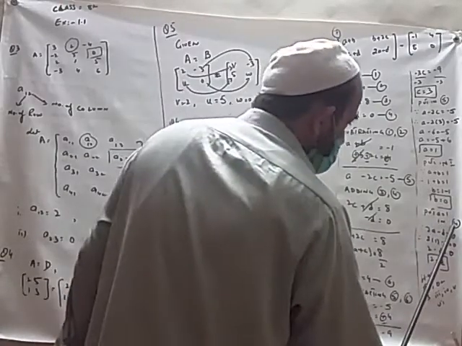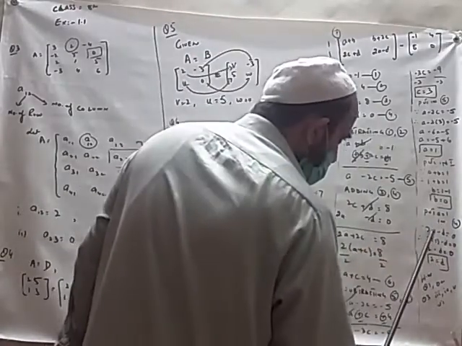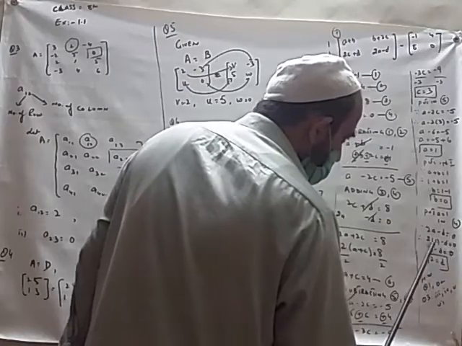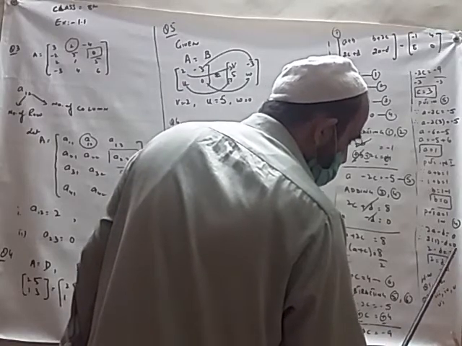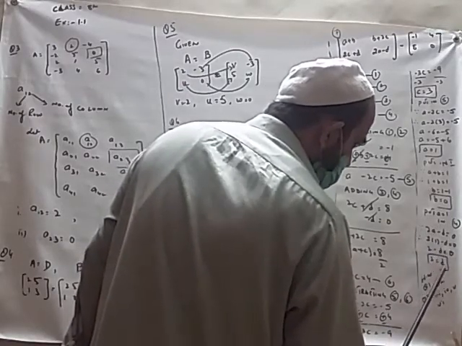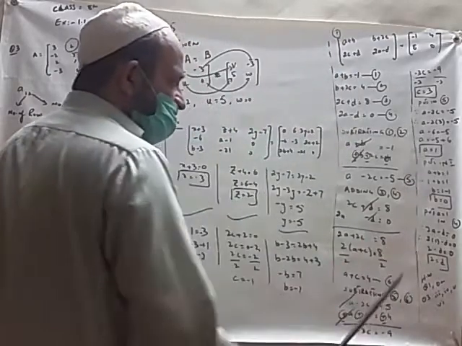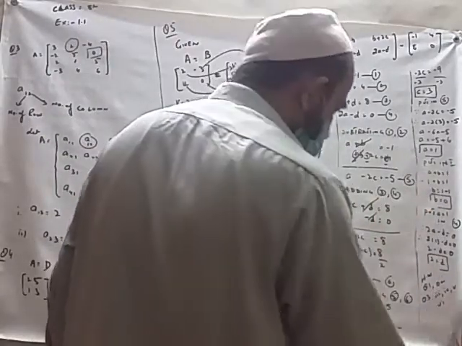Put A equal to 1 in equation number 4. Find the value of D. 2A minus D equal to 0. Therefore, 2 times the value of A, which is 1, minus D equal to 0. 2 minus D is equal to 0, or D is equal to 2. This question is completed. We have found all the unknowns A, B, C and D.